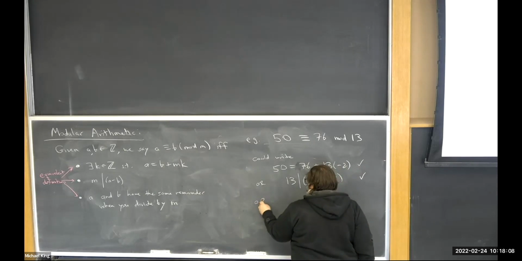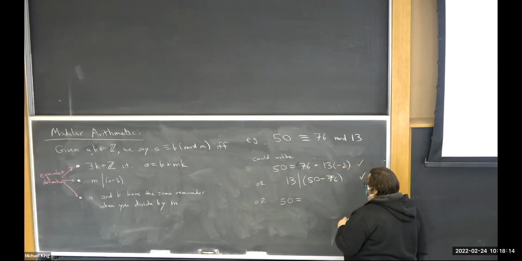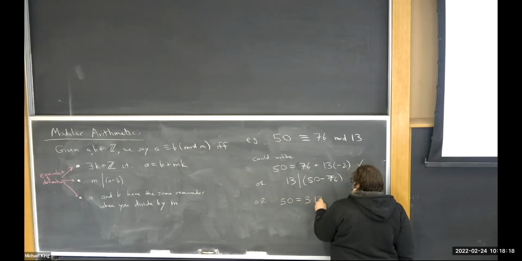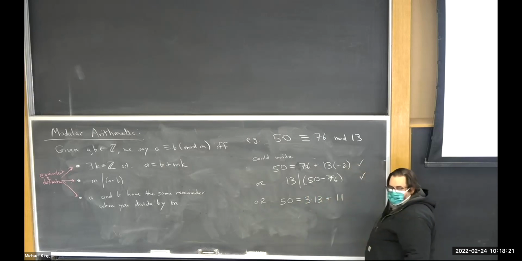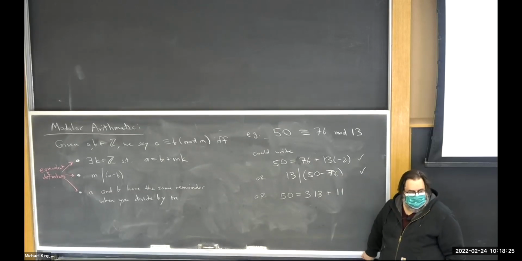Or let's see, 50 when we divide by 13 is 39 plus 11. That's not the nearest multiple of 13, it's the biggest multiple of 13 less than 50.